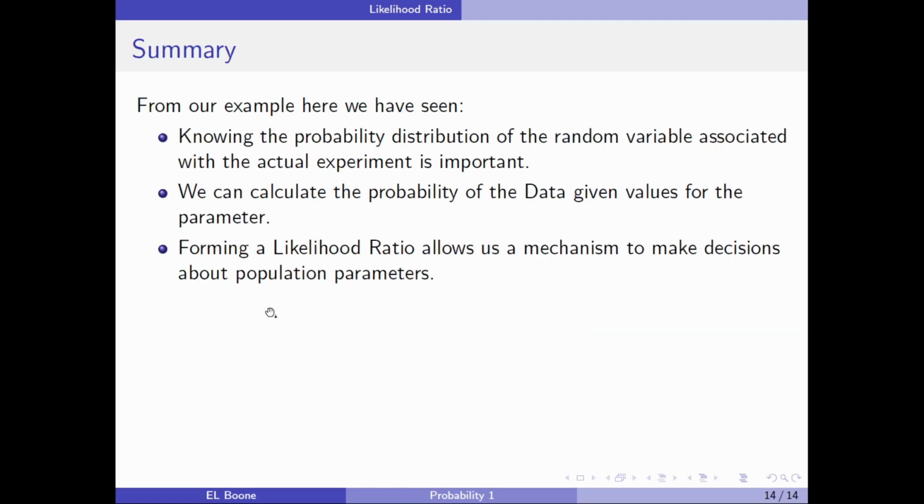And so what did we learn? Knowing the probability distribution of the random variable associated with the actual experiment is important. Just don't assume it's normal. That's what most people do, and that's the biggest mistake they can make, because you really should think about your experiment and what the distribution is. We can calculate the probability of the data given values for the parameter, and we would call this a likelihood. We can form a likelihood ratio, which allows us to make decisions about population parameters. These are parameters that belong to the population, not to the sample. So keep that in mind as we're going through this.